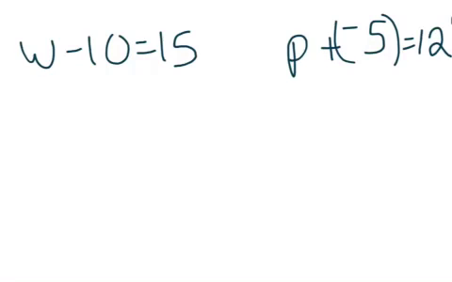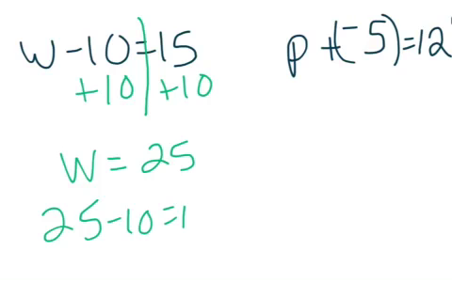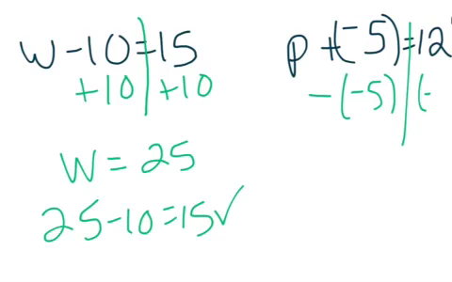Let's look at our first problem. I'm going to draw my line here. I know I need W to be by itself, so I'm going to add, since we are subtracting, add 10 to both sides and get 25. When I check, 25 minus 10 equals 15. Yep, it checks. Over here, don't get confused with the negative. You're still just doing the opposite, which is subtract, because we had an add. So we're subtracting a negative 5 from both sides.